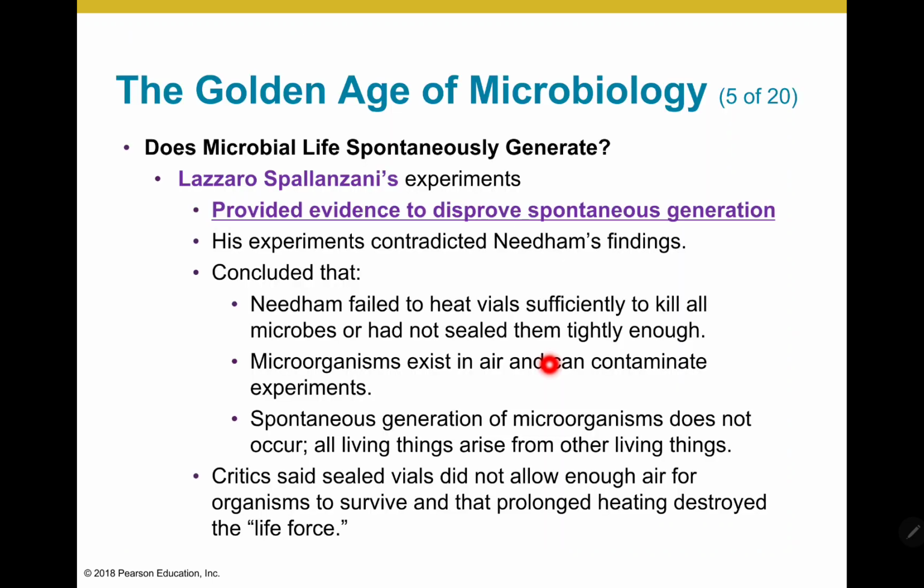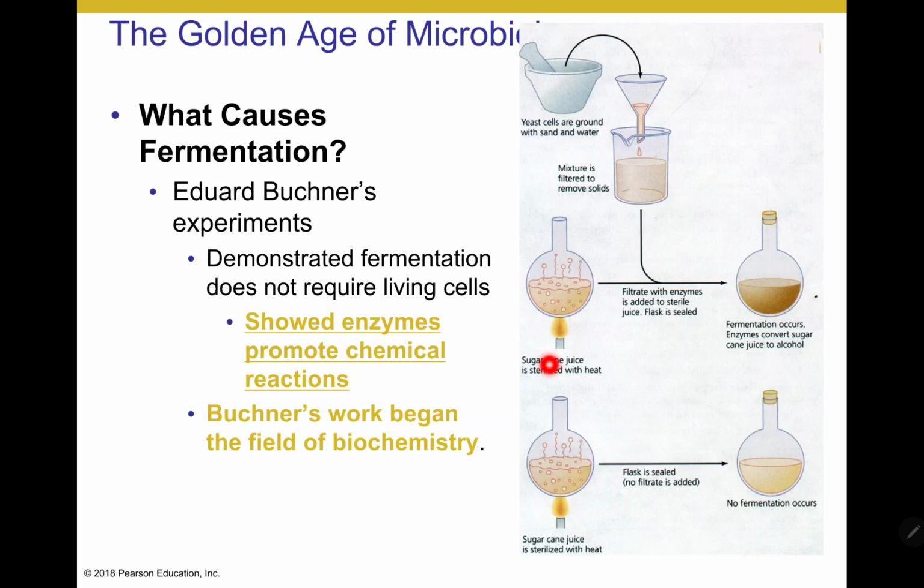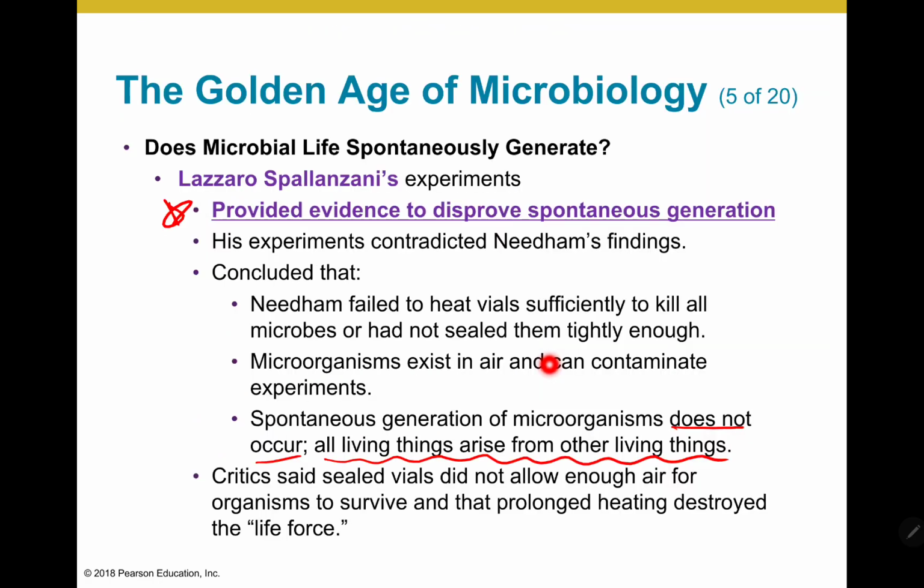So, like I mentioned, Lazzaro Spallanzani provided the evidence to disprove spontaneous generation. So we got to remember that. That's because Needham failed to heat his vial sufficiently to kill all the microbes, and he had not sealed them tight enough. So we understand that microorganisms existed in the air and can contaminate the experiments. So spontaneous generation of microorganisms does not occur. All living things arise from other living things. Okay. Sorry, let me go back for a second just to stay on this slide. So, Spallanzani did provide evidence to disprove spontaneous generation.